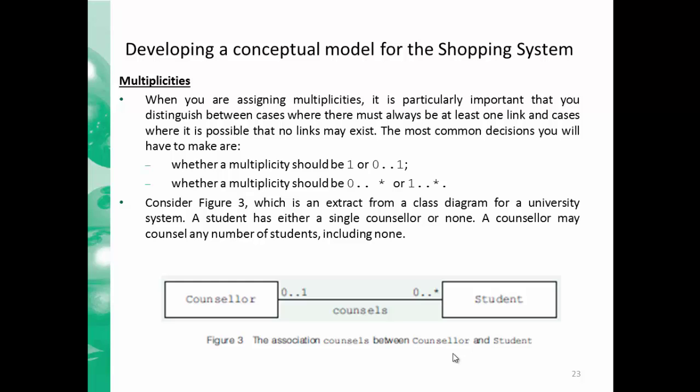We have expressed our thoughts about multiplicities in detail in Unit 3. If you are not sure about what we mean by multiplicities, how to apply them, please go back to Unit 3 for more information.